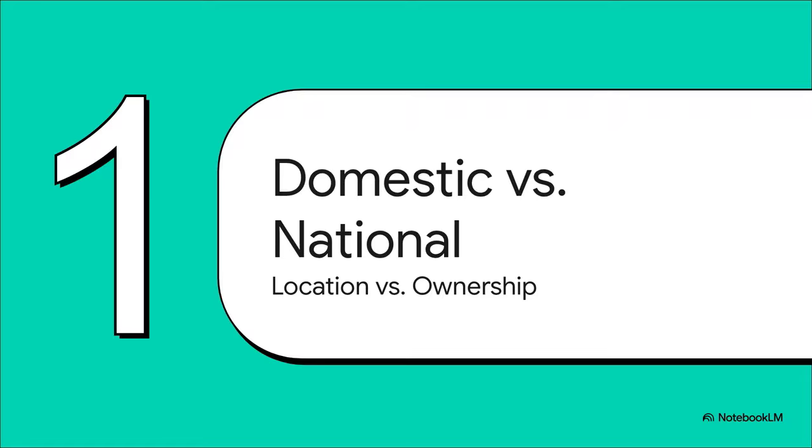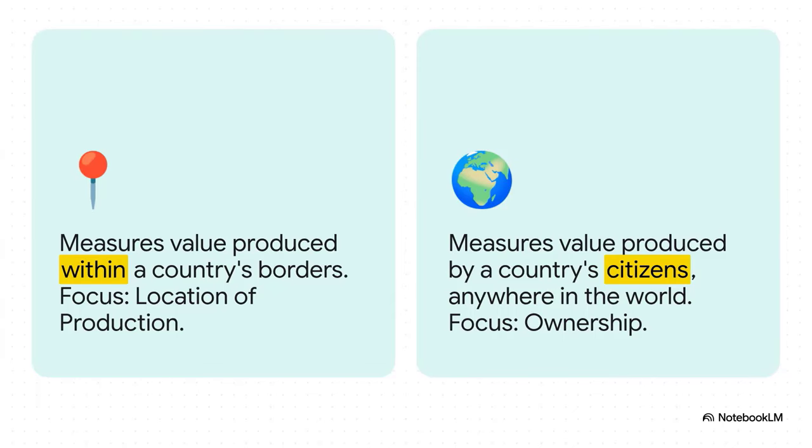Okay, but getting that big total number is really just the first step. To truly understand it, we need to ask, where was this value created, and who created it? This brings us to a really key distinction, and it all boils down to one thing: location versus ownership. So on one side, you've got gross domestic product, what we all know as GDP. That counts everything made inside a country's borders. Doesn't matter who owns the factory, if it's in that country, it counts.